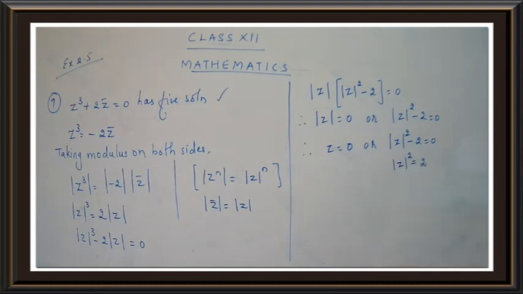Okay, so now we are going to apply the formula over here. I'm going to use a property over here. We have studied a property, modulus z square is equal to z z bar.